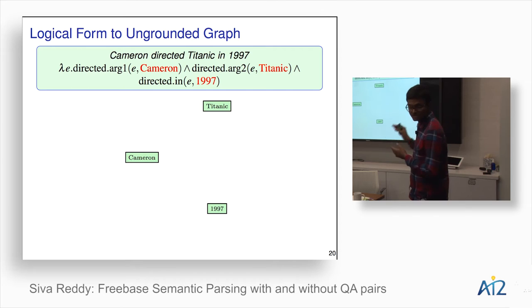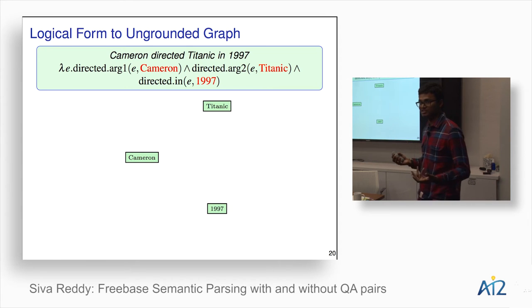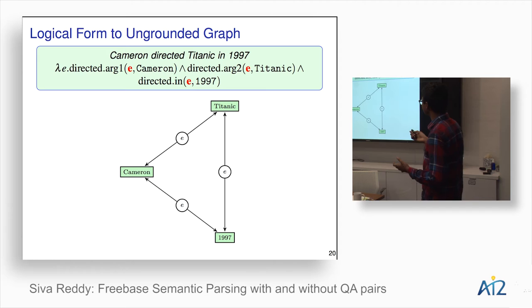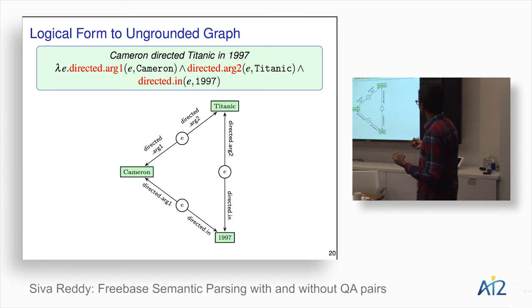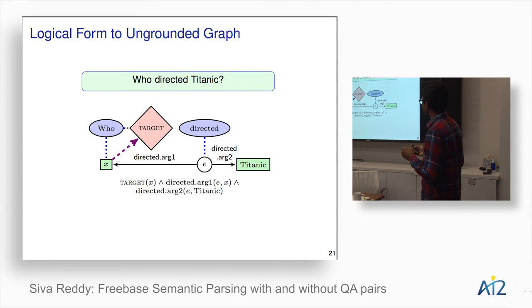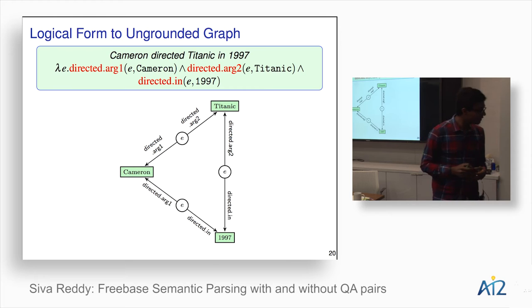Okay, so you have the sentence, you have the logical form. This is still ungrounded, and I'm converting this logical form to a graph because Freebase is a graph. So I take all the entities and treat them as nodes in my ungrounded graph, and take the event and treat the event as the one that forms the edges between these entities, and the predicates as edge labels. Right. So here we ended up with an ungrounded graph in the end. Similarly, if you have, you create a complete graph.